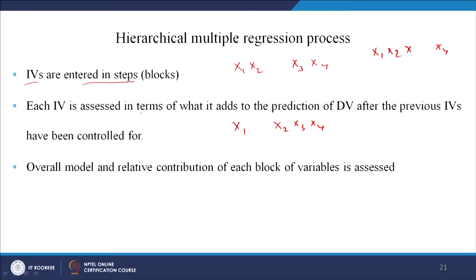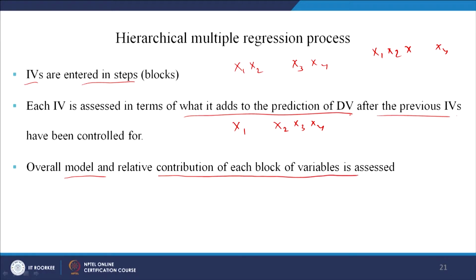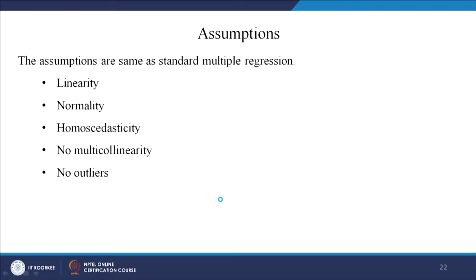Each IV is assessed in terms of what it adds to the prediction of the dependent variable after the previous IVs have been controlled for. So, when you are using this, you are automatically controlling the other variables, right. The overall model and the relative contribution of each block is assessed. We will see how. Now, how do you measure this contribution? This contribution is measured through the R square. I had also explained in the last lecture the concept of R square and the difference between R square and adjusted R square, okay. The assumptions are like any multiple regression: it should be linear, normal, with homogeneity of variance, no multicollinearity, and outliers should be absent, okay.